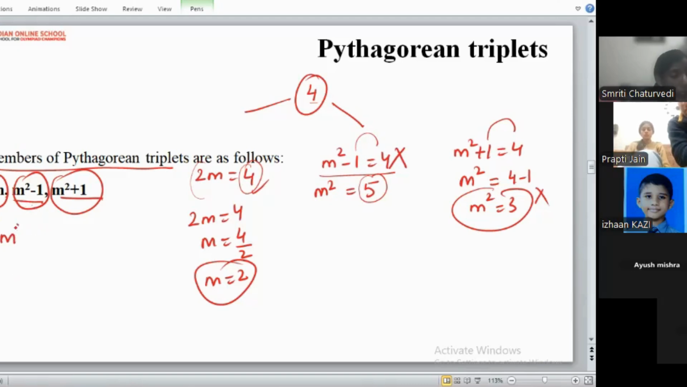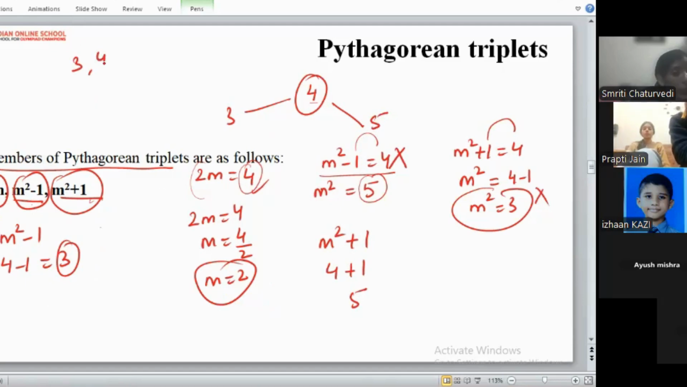Correct? Now what is the value of m square minus 1? If m is 2, that is 2 square, which is 4. 4 minus 1 is 3. So one number is 3. Now what about m square plus 1? 2 square is 4, and 4 plus 1 gives us 5. Another number is 5.